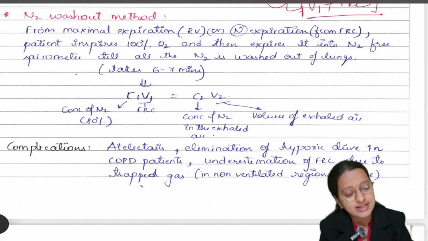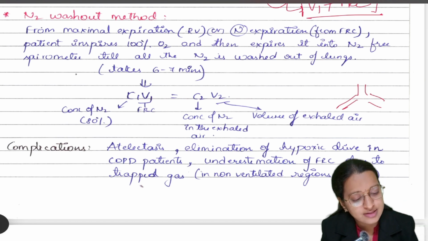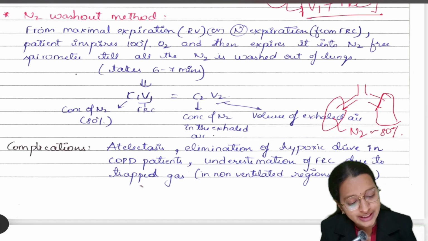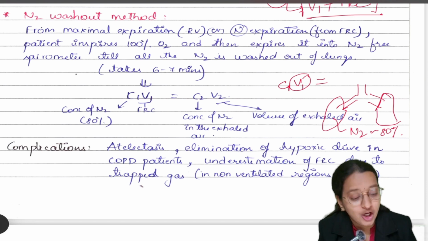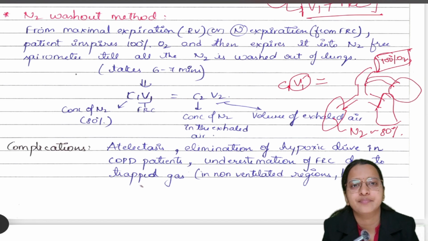In this, the patient is already breathing room air. That means in the lungs, he will be having nitrogen at a concentration of 80%. So you know the initial concentration of nitrogen and the volume is FRC, which you have to calculate. Now the patient is made to inhale through a spirometer which has 100% oxygen and the exhaled air is collected.